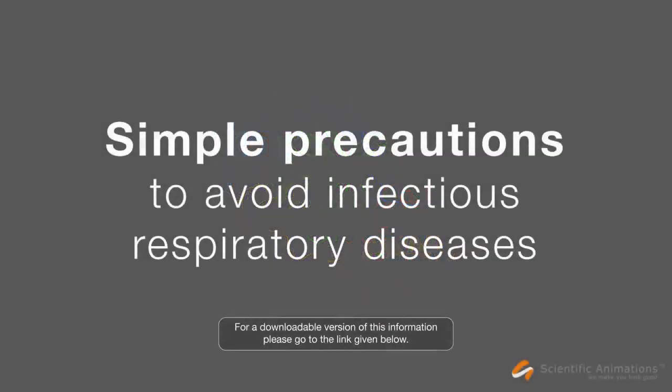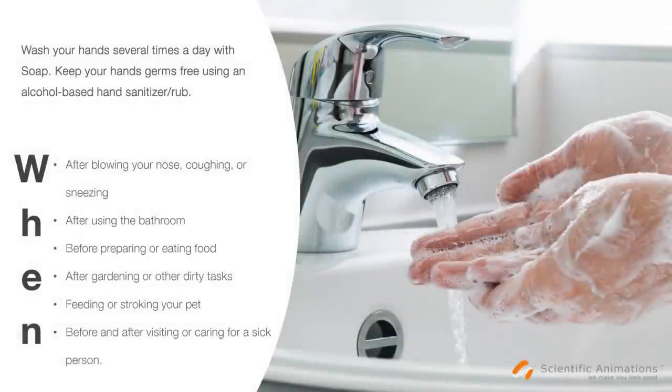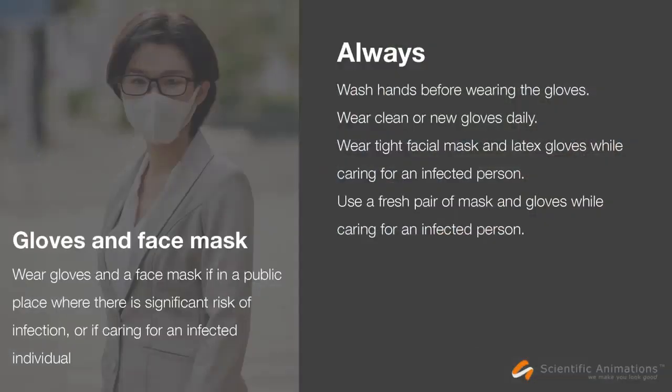There is currently no cure or vaccine for the 2019 novel coronavirus, and treatment is only supportive. Therefore, preventing transmission is paramount. As an airborne virus, recommended precautions are similar to those for preventing the flu.